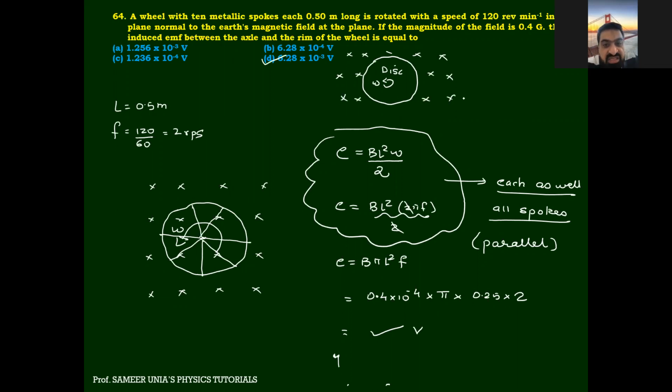Can I imagine the disk to be made up of infinite spokes? A full disk is made up of how many spokes? Infinite spokes. Can I say the same formula will be applied across each spoke as well as the whole disk? And what will L be replaced by over here? R. Perfect. So the EMF induced across the whole disk will become B R square omega by 2.